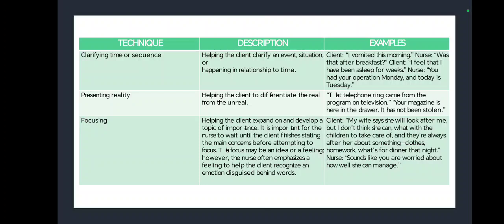So next, we have focusing, helping the client to expand on and develop a topic of importance. It is important for the nurse to wait until the client finishes stating the main concerns before attempting to focus. So in Tagalog pa yan, sapaw. Do not make sapaw. Huwag mong sasapawan, or do not make comments on top of what the client says while the patient is talking.